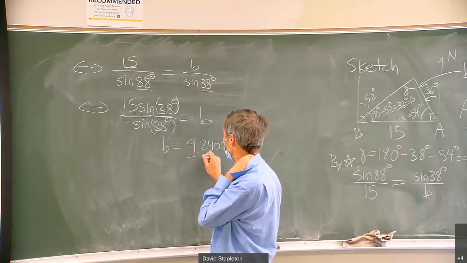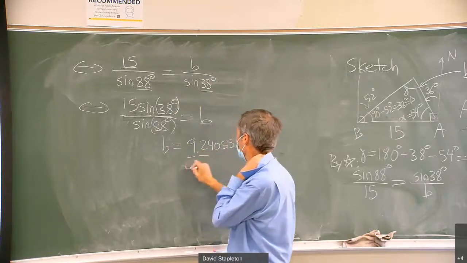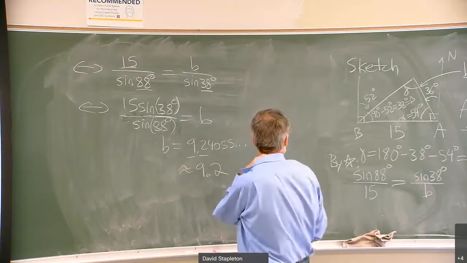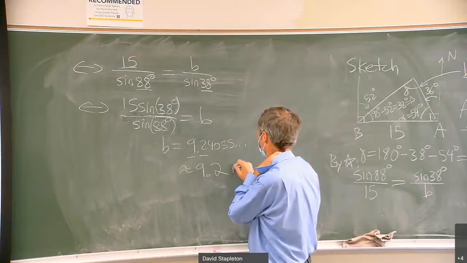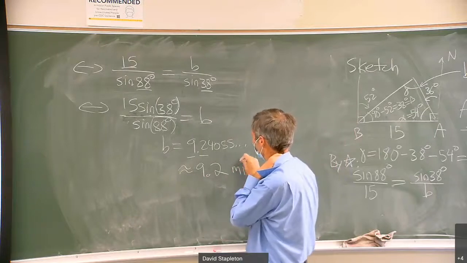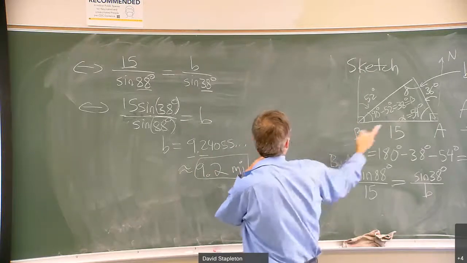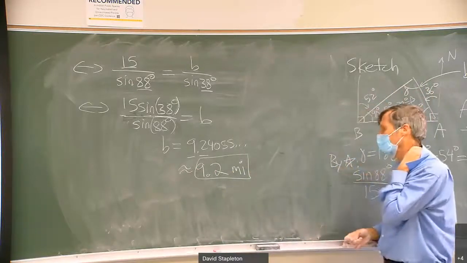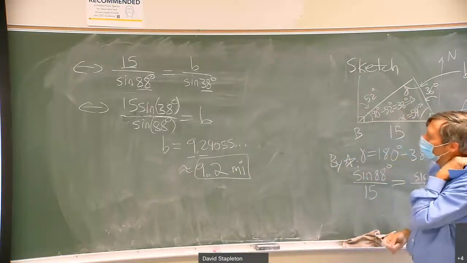Here's the first non-zero digit. Here's the second. We're going to round this and say it's approximately 9.2. And since the other measure was in miles, this will be miles. And you tell the fire truck to drive 9.2 miles and at 36 degrees west of north, and hopefully we'll get to the fire quickly. There it is.